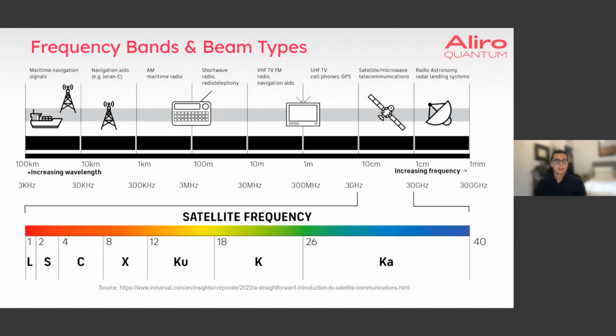So satellites leverage different frequency bands and beam types. I'll touch a little bit about what these frequency bands are used for, the typical applications, and the typical traffic they carry. Satellite and microwave telecommunications typically operate in the 3 gigahertz to 30 gigahertz regime, and you can see the band here.